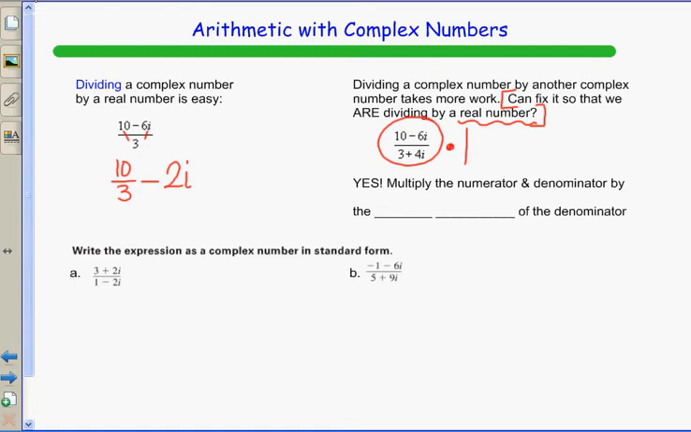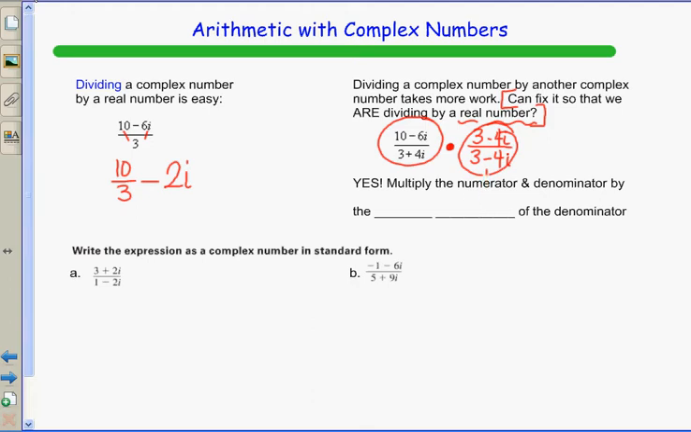When you multiply by 1, does it change anything? No. What I want to do is change the way 1 looks. Let me ask you something. Instead of 1, if I wrote 3 minus 4i over 3 minus 4i, isn't anything over itself the same as 1? So I'm still multiplying by 1, I just changed the way the 1 looked.